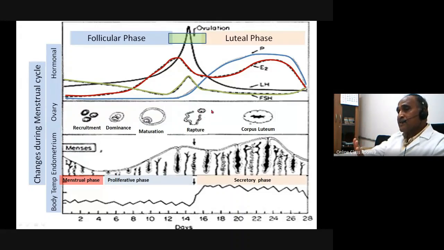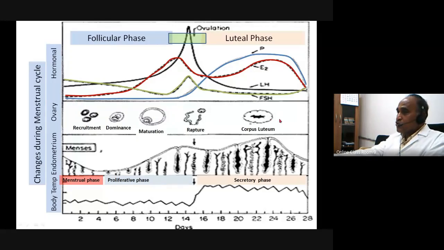The ovum comes along with the corona radiata, the group of cells surrounding the ovum. These are granulosa cells, and then this gets converted and forms the corpus luteum, and this becomes a mature corpus luteum here, and that is how it is happening.